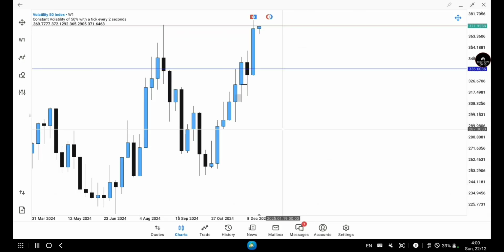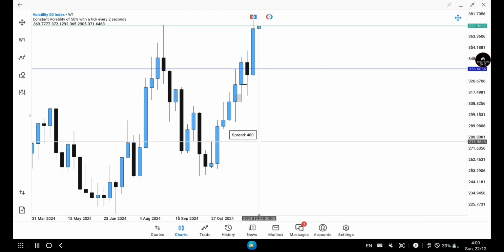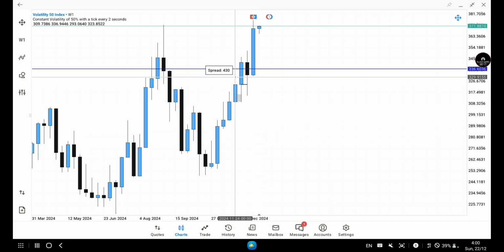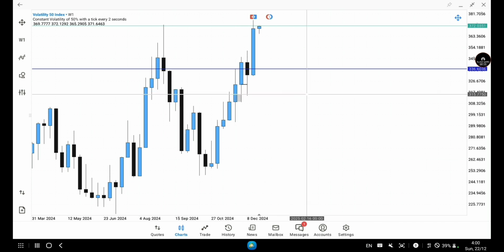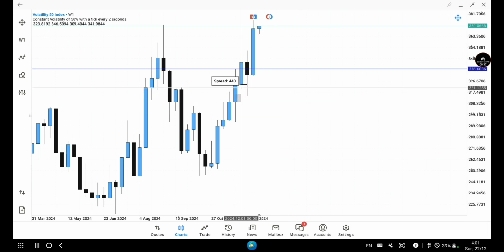Onto the charts. So here we have V50 Volatility 50 index on the weekly chart, and we are going to start with this week's high here. You can clearly see that we closed above the previous week's body right there, and we left a huge wick at the top. So on this weekly candle right here, the 1st of December, that's when we start looking for trades higher. So I'm going to drop to the daily so we can look for a PD array.